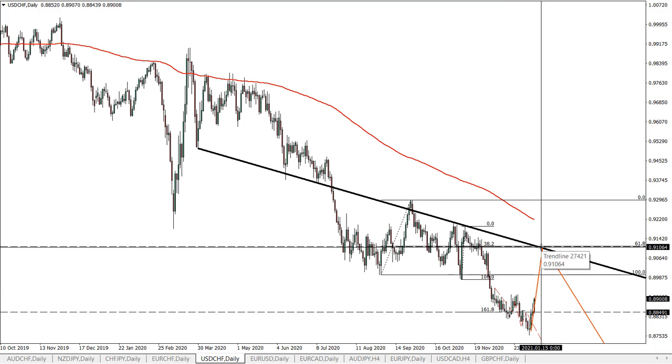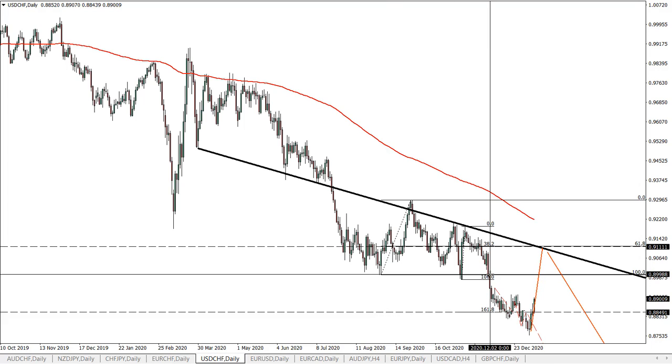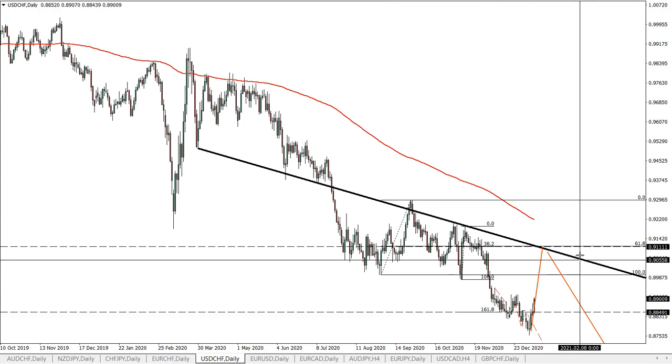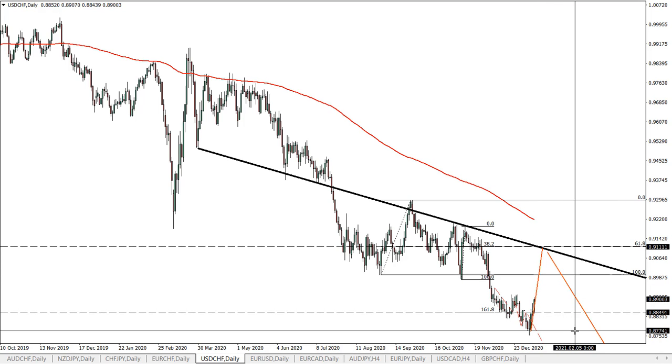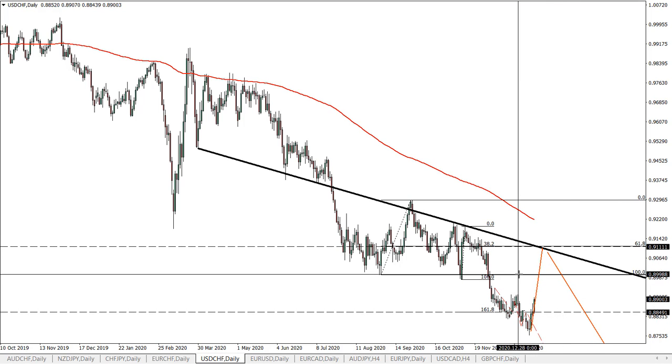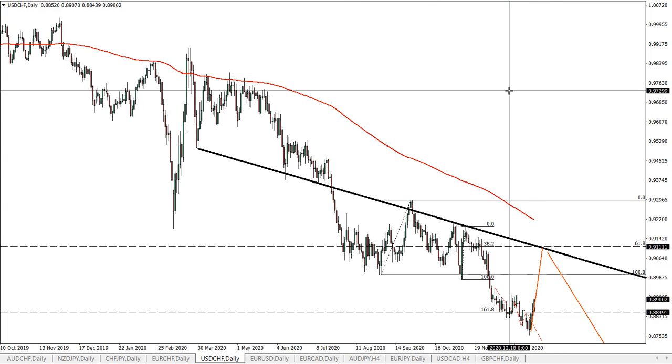I think it will continue and we will see a retest of either this resistance area at 0.9 or 0.91, and then continuation of the downtrend. This is my personal scenario, what I think will be happening throughout the next couple of weeks.